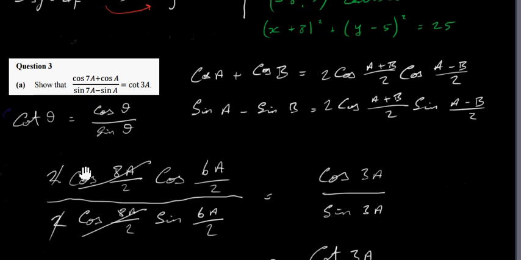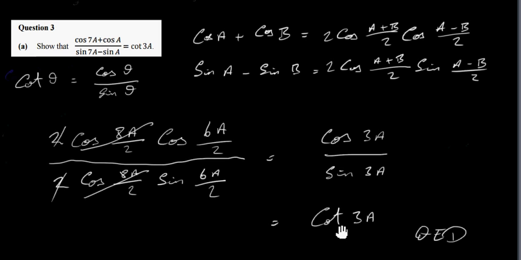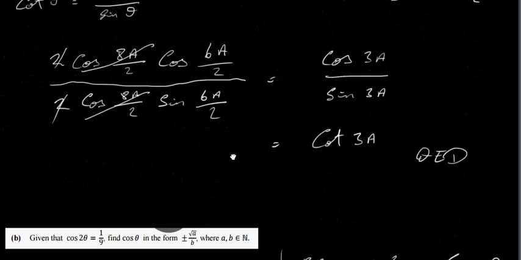So that gives me, these will divide, so 2 divided by 2 is 1. Cos 8a over 2 divided by cos 8a over 2 gives me 1. So I'm just left with 6a over 2, which is 3a. Cos over sine is cot. So that's it. So fairly straightforward. Okay, part B here now.